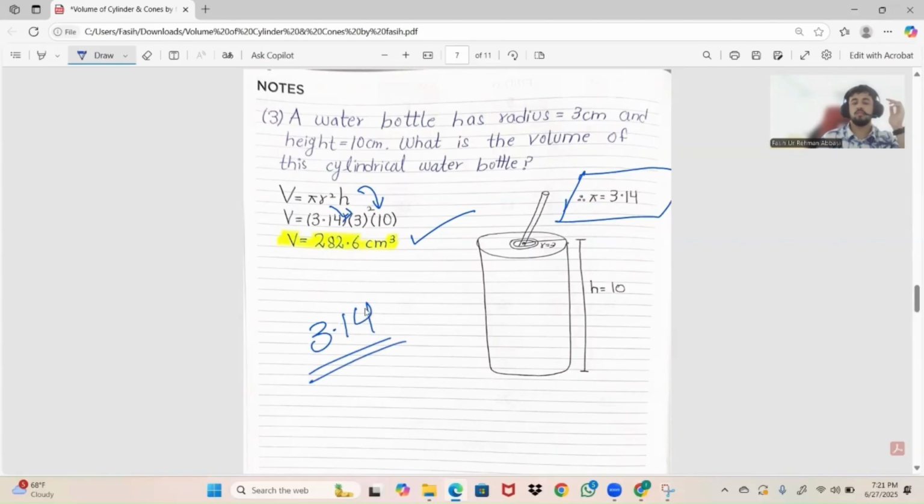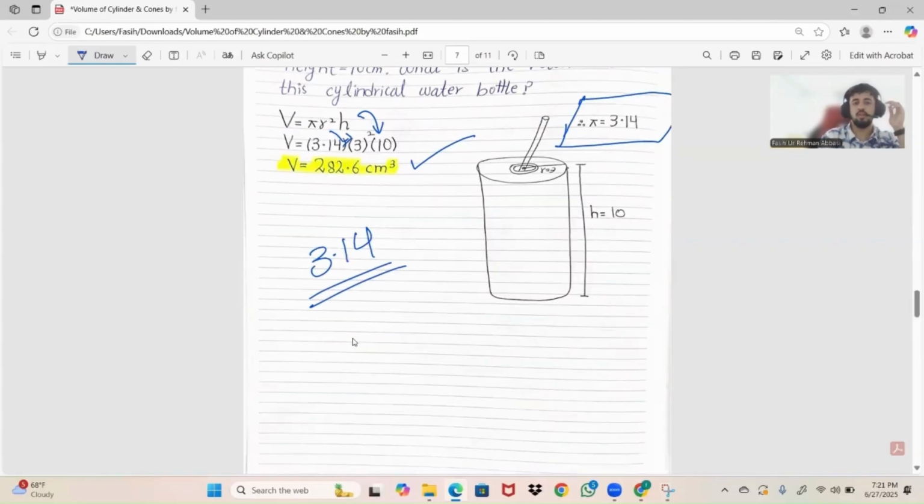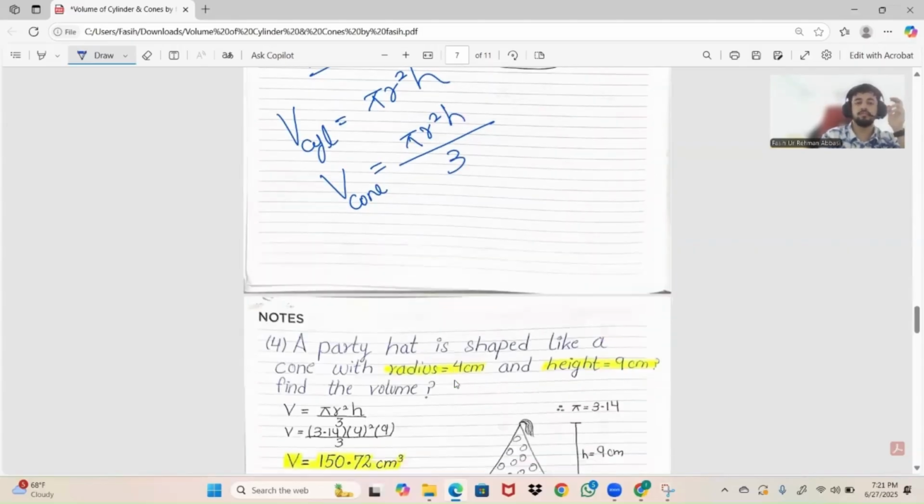3.14. Okay, you have to memorize this value, the pi value, and the volume of a cylinder, which is pi r squared h, and the volume of the cone, which is pi r squared h by 3, basically 1/3 of the volume of the cylinder.